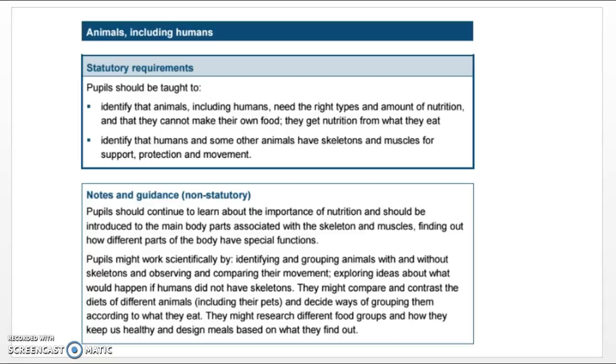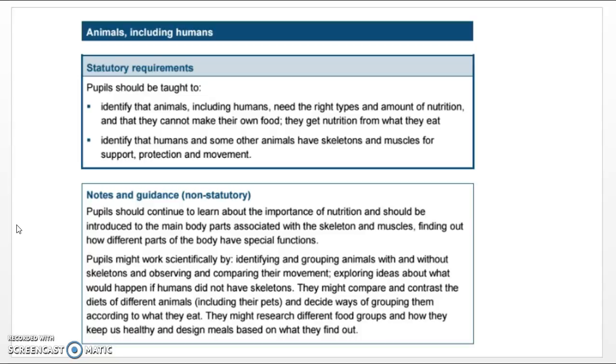So, at the moment in Year 3, you should be looking at the unit Animals, Including Humans. Now, looking at the new national curriculum, this bit here, these are the statutory requirements. Very brief, there are only 2 points there. This is what you have to cover. And at the bottom, there's a little box there that talks about notes and guidance of non-statutory stuff that you can do. Okay, but you don't have to.